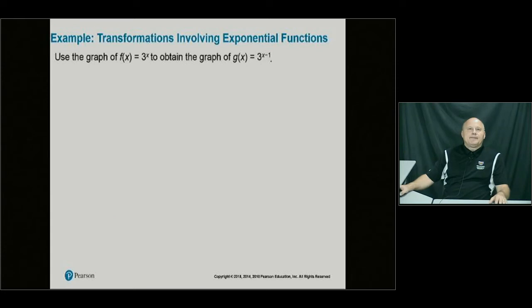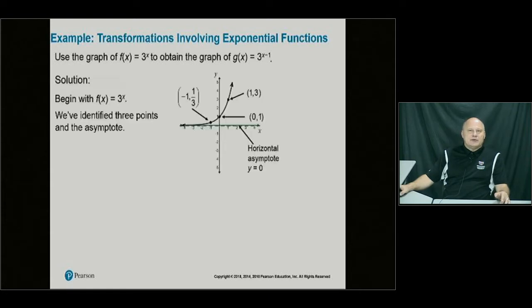So, okay. So example, transformations involving exponential functions. So use the graph of f of x equals 3 to the x, when we just did, to obtain the graph of g of x equals 3 to the x minus 1. So we begin with graphing 3 to the x, which is what we just did a while ago. So we identified 3 points and the asymptote. So if you look at that, it levels off to the left side. So it gets closer and closer to the x-axis to the left. So there is a horizontal asymptote at y equals 0.